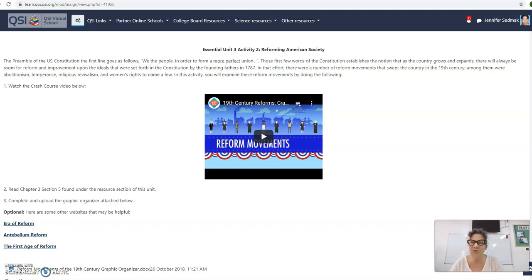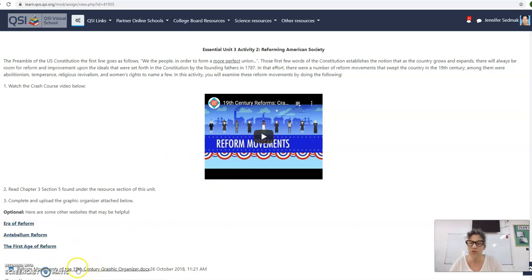And in the 19th century, much of the improvement came through some major reform movements. There were a lot of problems in the early country's history, namely slavery. And in this activity, you're going to look at the number of reform movements that existed in the early 19th century. You could start with this crash course.